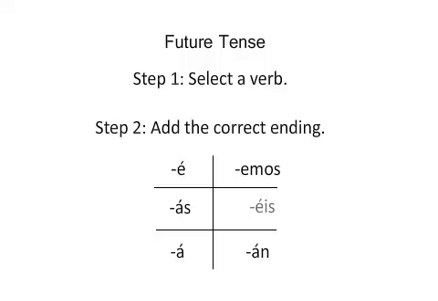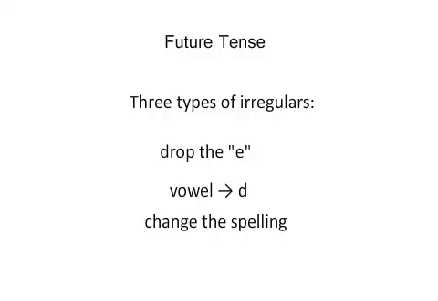So again, for the future tense, our steps are easy. Just pick a verb and add the ending without cutting anything off. We only have the one set of endings. Of course, there are three types of irregular verbs, but as you should have noticed, even they follow those basic rules and they use the same endings.